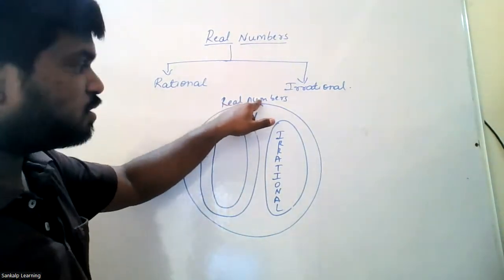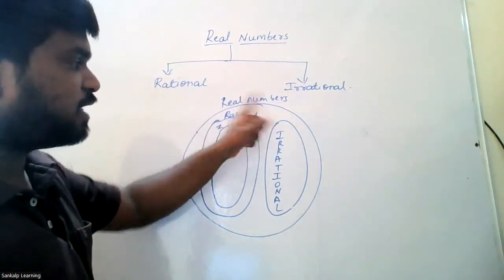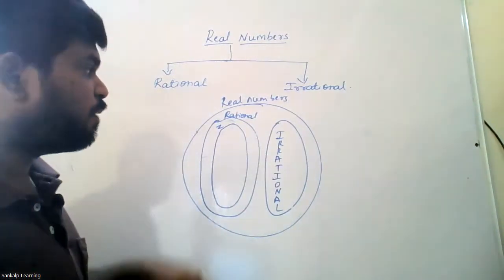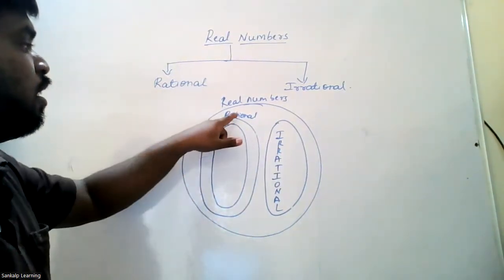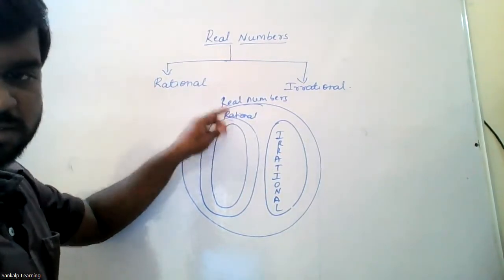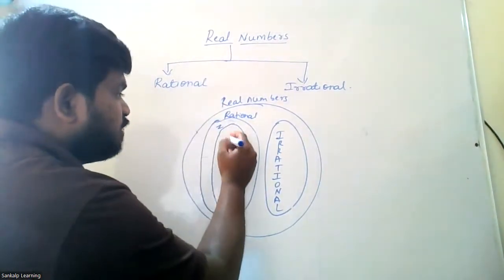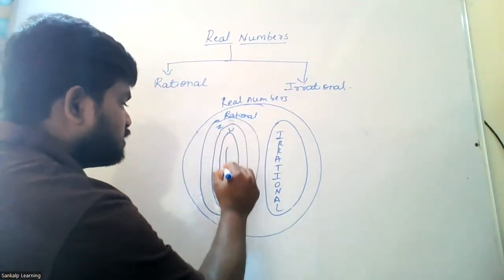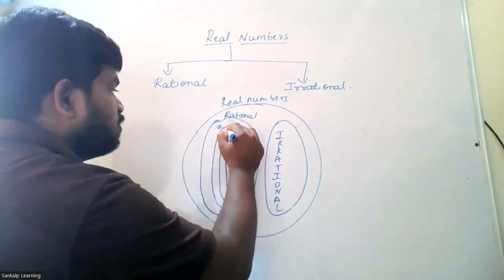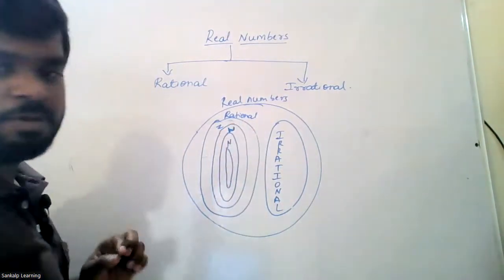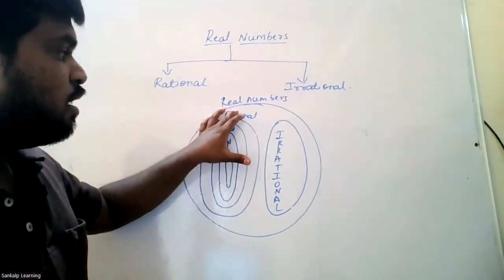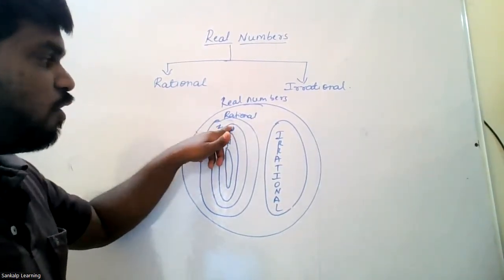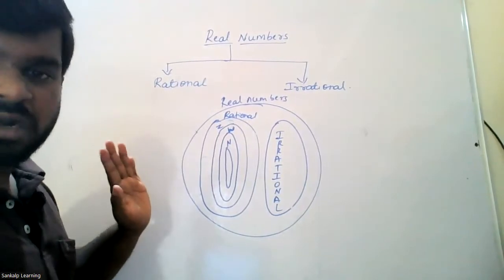He's the big boss who has got two persons under him, rational and irrational. Irrational doesn't have any person inside him. No one is working below him. This rational has got integers, the next level. The next lowest level is whole numbers. And the next lowest is natural numbers. Remember this. Below rational, we have got three more persons. Integers, below integers we have whole numbers, below whole numbers we have natural numbers.